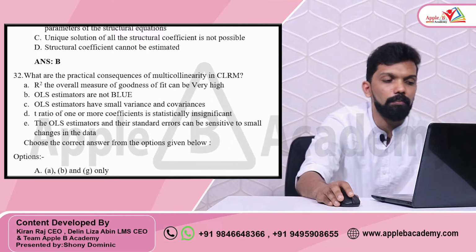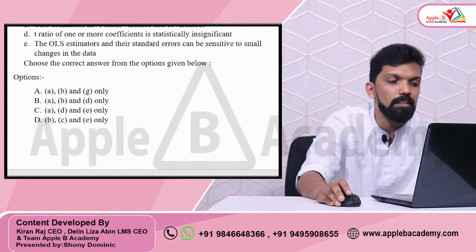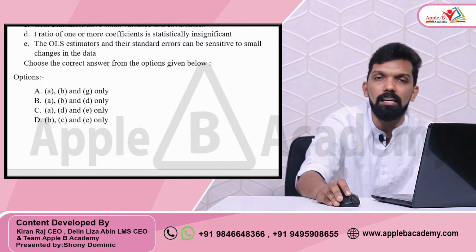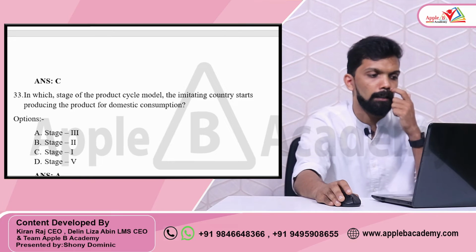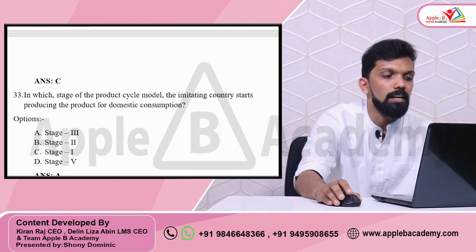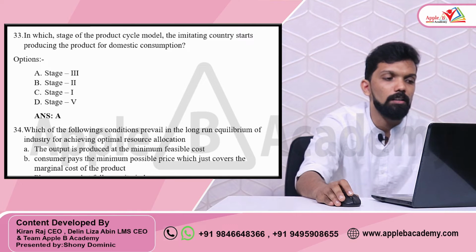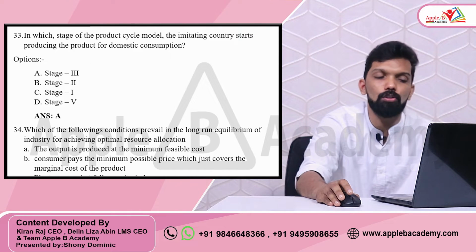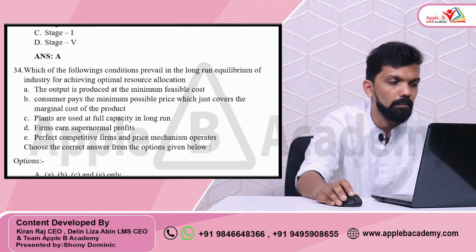So the different statements are given. The right answer for this question is option C, which is A, D and E. A, D and E are the right statements connected to the consequences of multicollinearity in CLRM. So next question, in which stage of the product cycle model does the imitating country start producing the product for domestic consumption? Option A stage 3, option B stage 2, option C stage 1, option D stage 5. So the right answer for this question is option A, stage 3.